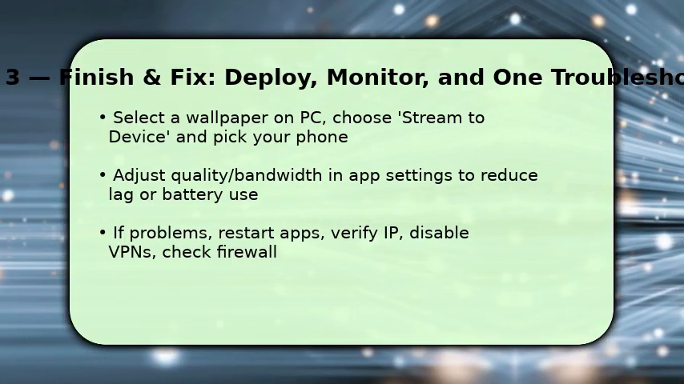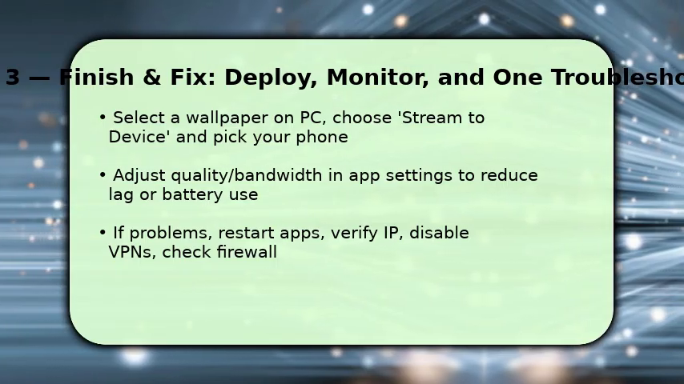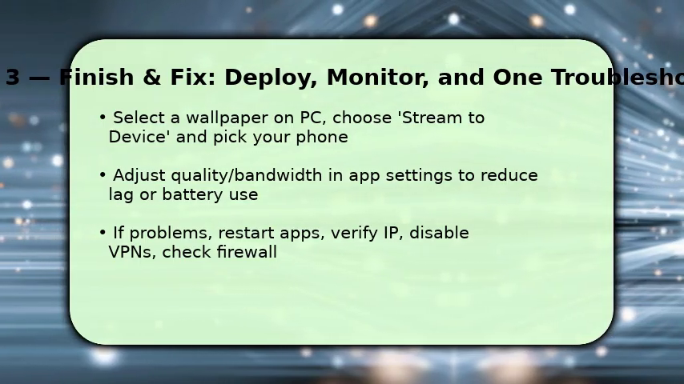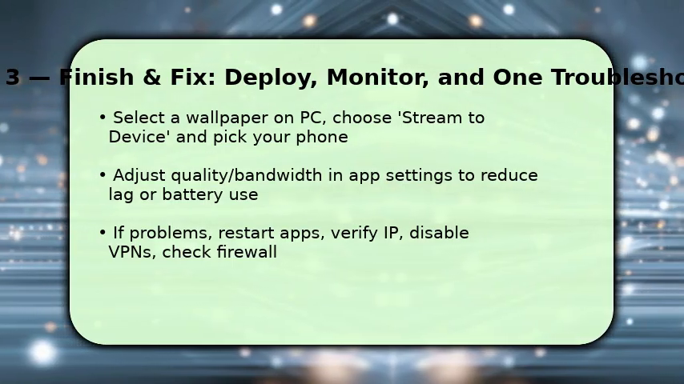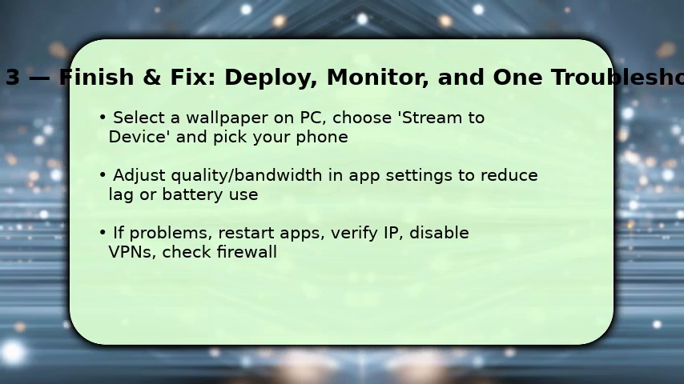If things go wrong, restart both apps, confirm the PC IP, temporarily disable VPNs, and recheck firewall rules. One restart often clears stale network states and completes the link.